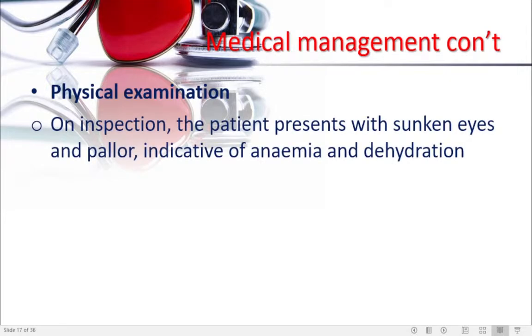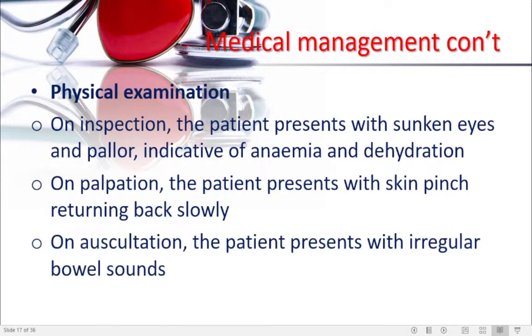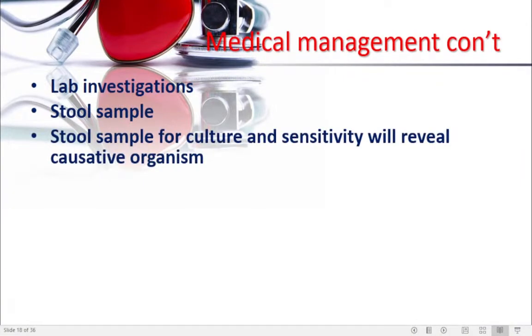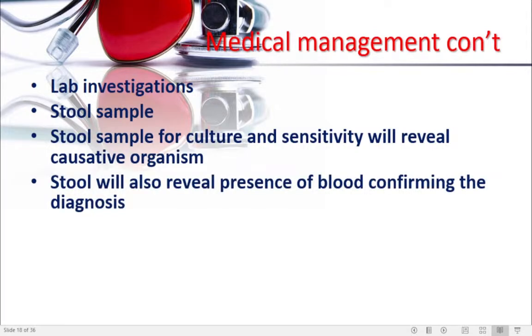On inspection, the patient presents with sunken eyes, pallor, indicative of anemia and dehydration. Then on palpation, the patient presents with skin pinch which turns back very slowly. Then on auscultation, the patient presents with irregular bowel sounds. Then lastly, we go to lab investigations. So under lab investigations, a stool sample for microscopic culture and sensitivity will review the causative organism. Since they have already told us that it's bacillary dysentery, this is going to review either of the 5 species.